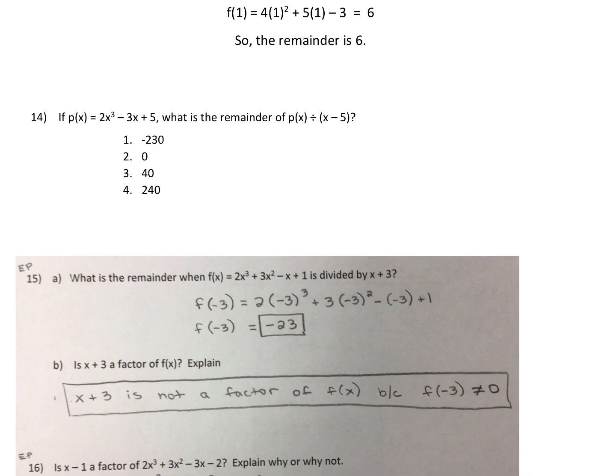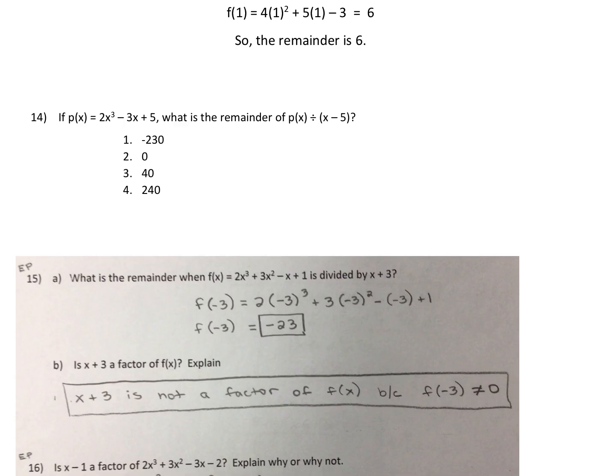Okay, so number 14. Number 14 gives us this function, p of x, and they want to know what is the remainder of p of x when we divide by x minus 5. Now, we've already done long division. We could use long division and determine the remainder, but the remainder theorem is faster, right?